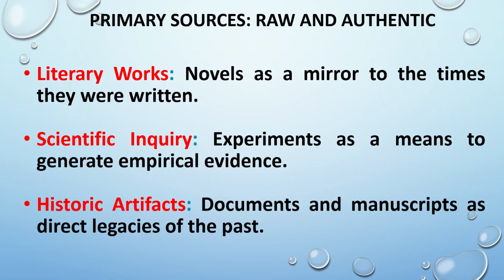Primary sources. We have 3 types of primary sources. We have literary works, novels, as mirrors of the times they were written, and we have scientific inquiries, and we have historical artifacts. It is important to know that primary sources means sources that have been written for the first time. So we are going to call them raw sources, authentic sources, like novels or plays written by the original writers. We are going to call them primary sources.